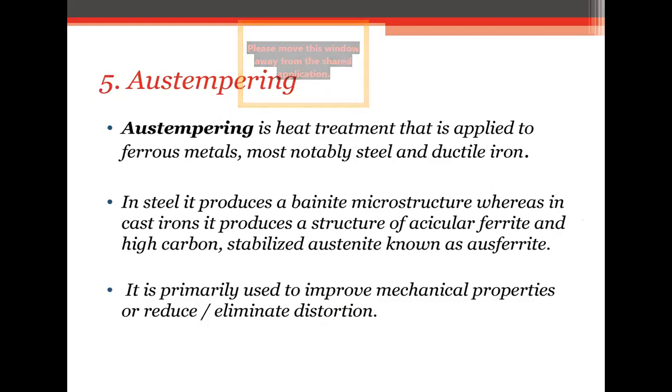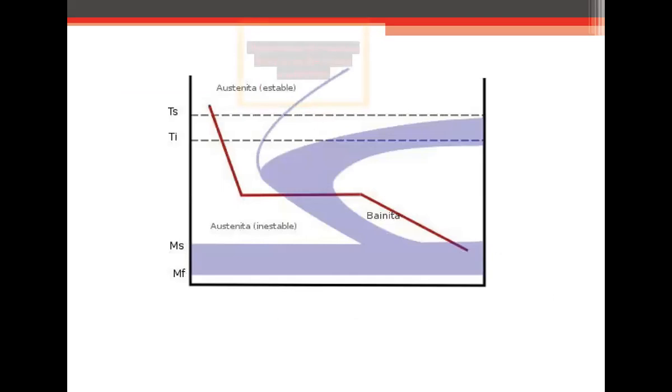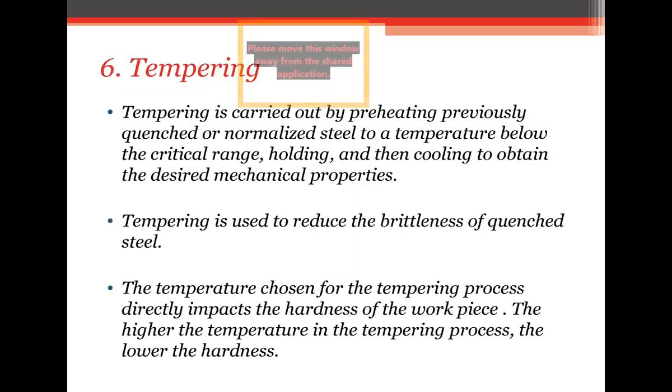Next process is austempering. Austempering is a heat treatment that is applicable to ferrous metal, mostly steel and ductile iron. In steel, it produces a bainite microstructure, whereas in cast iron it produces a structure of acicular ferrite and high carbon stabilized austenite, known as ausferrite. It is primarily used to improve mechanical properties or reduce or eliminate distortion. Now you can see here bainite.